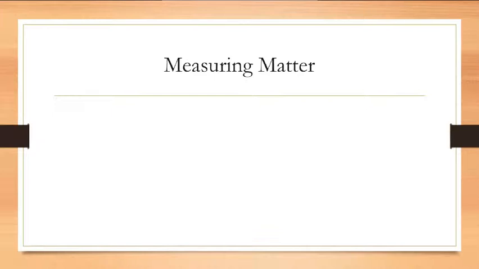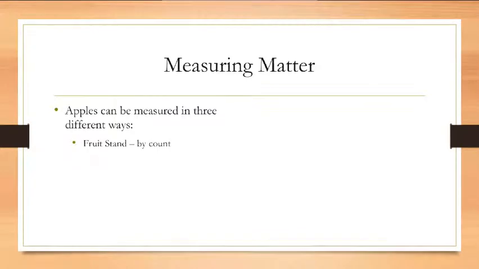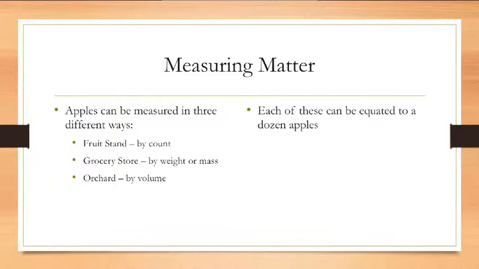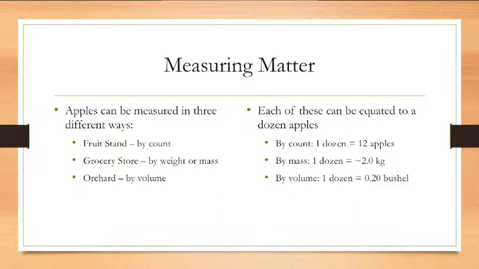So we need to talk about measuring matter. Apples can be measured in 3 different ways. At a fruit stand, we measure them by the count. At a grocery store, we measure them by weight or mass. And at an orchard, we measure them by volume. Each of these can be equated to a dozen apples. By count, 1 dozen equals 12 apples. By mass, 1 dozen equals about 2.0 kilograms of apples. And by volume, 1 dozen equals about 0.20 bushels of apples.